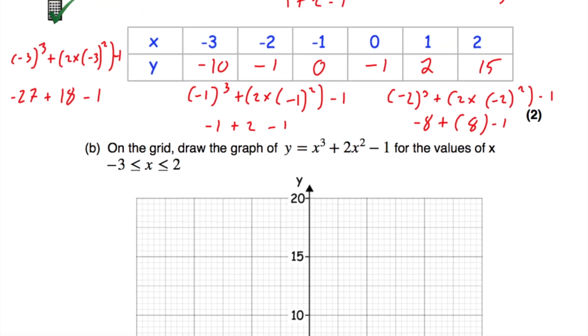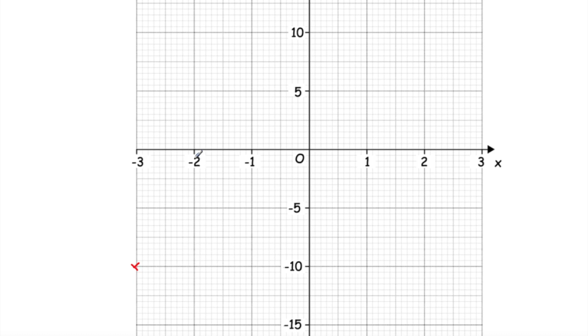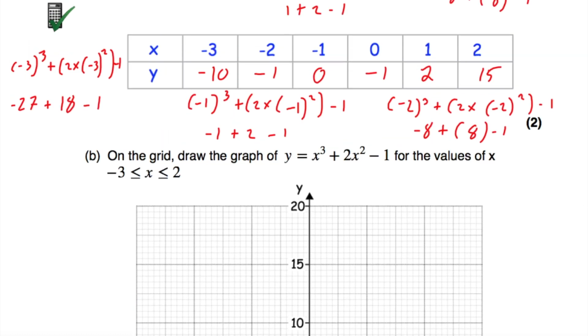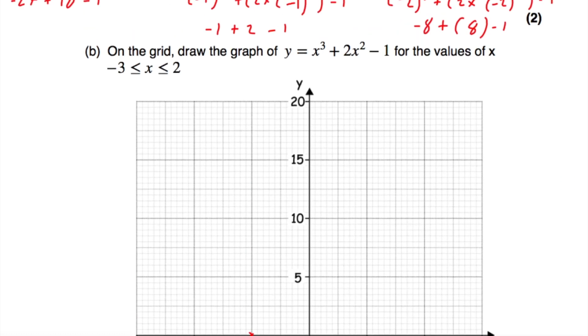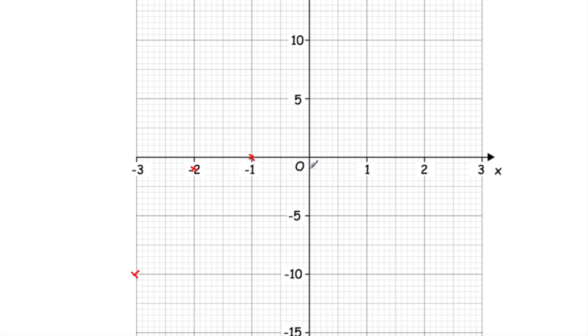Negative 2, negative 1. Now each little box is worth a half, so negative 1 would be down there. Next, negative 1, 0 would be there. 0, negative 1 would be there again.